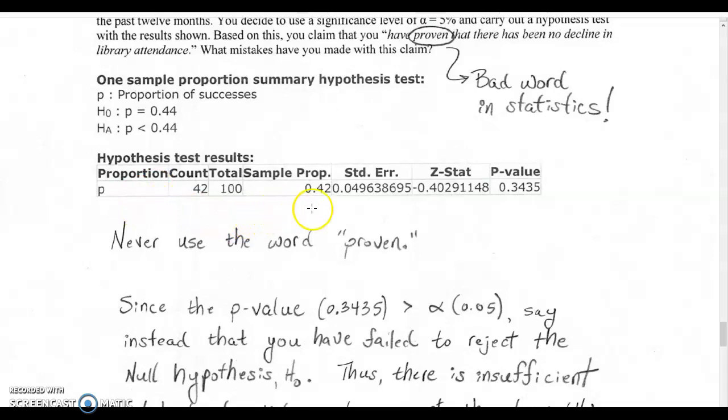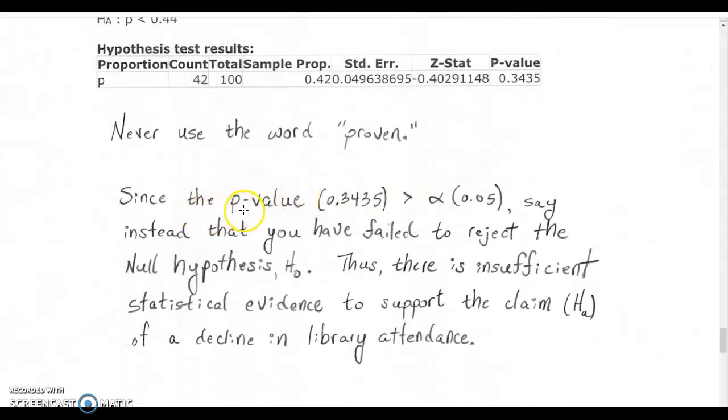So what did we get here? We got a z-score of negative 0.4, not very far away from the assumed middle of 0.44. So our 42% in our sample is not very far away from that 44%. Not far enough away to reject that 44%, that's for sure. Huge p-value, 0.3435. So never use the word proven. Since the p-value is greater than alpha, we say instead that you have failed to reject the null hypothesis. Thus, there is insufficient statistical evidence, not enough statistical evidence, to support the alternative claim of a decline in library attendance.